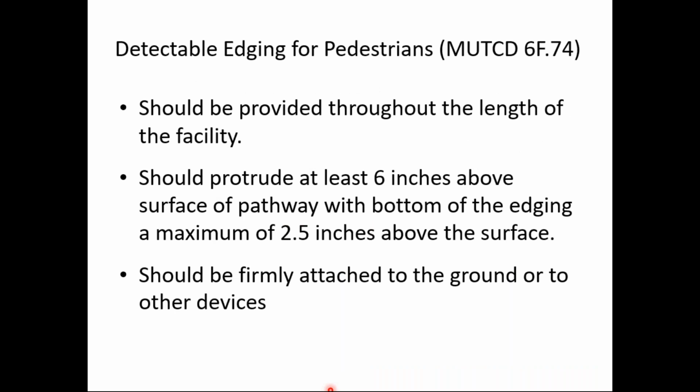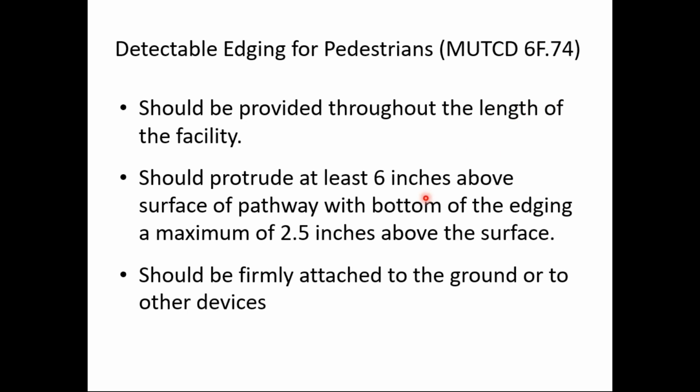So, detectable edging for pedestrians. This comes from the MUTCD, section 6F.74. And you can see it should be provided throughout the length of the temporary path. The edging should protrude at least 6 inches above the surface of the pathway, with the bottom of the edge a maximum of 2.5 inches above the surface. And then finally, they should be firmly attached to the ground or to other devices.